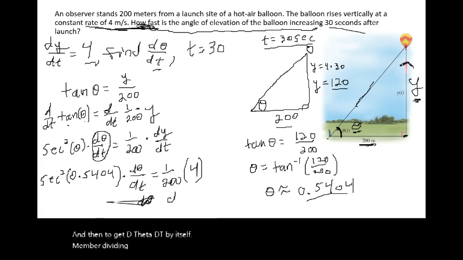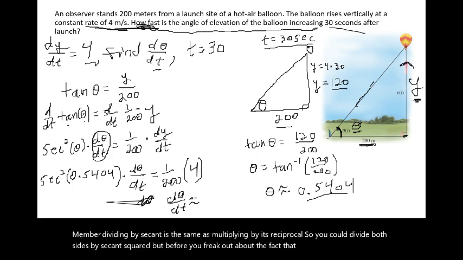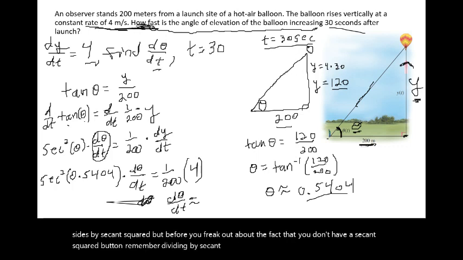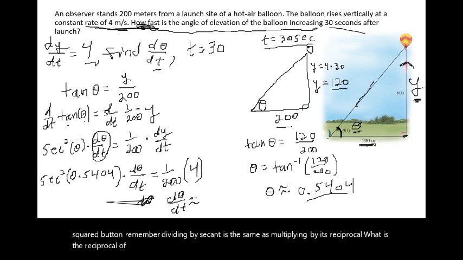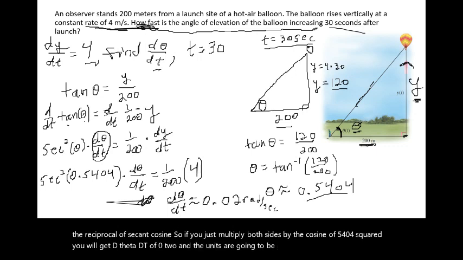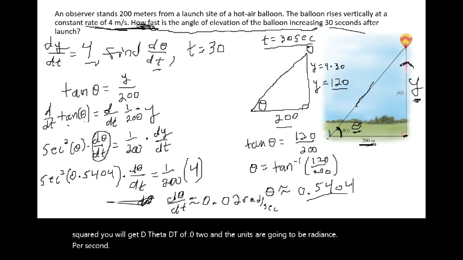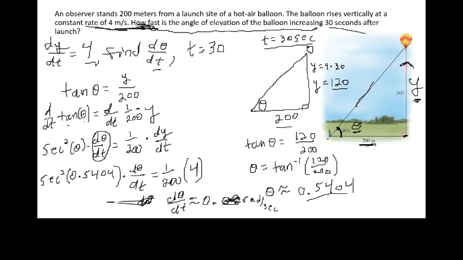remember, dividing by secant is the same as multiplying by its reciprocal. So yeah, you could divide both sides by secant squared, but before you freak out about the fact that you don't have a secant squared button, remember, dividing by secant is the same as multiplying by its reciprocal. What is the reciprocal of secant? Cosine. So if you just multiply both sides by the cosine of 0.5404 squared, you will get d theta dt. Sorry, that is actually going to be 0.015. There we go. So that is going to be 0.015 radians per second. So what that means is that the angle of elevation theta is going to be increasing at a rate of 0.015 radians per second.